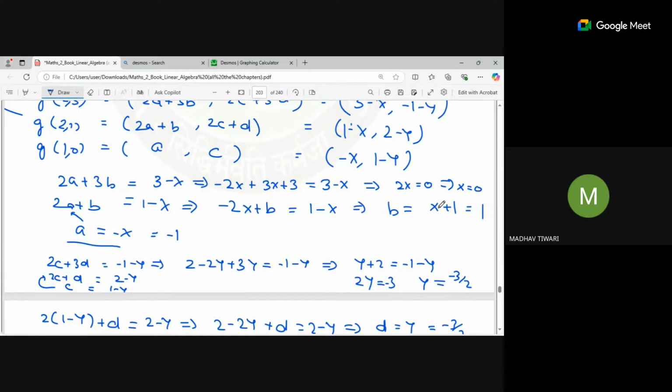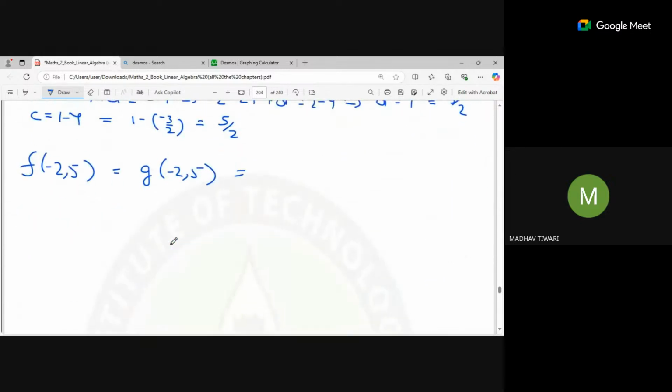Wait a minute. It should be that a is 0. If x is 0, then minus x is also 0, right? That's the problem. Okay, so a is 0, which means a times this -2 plus b times this. The b value is 1, so 1 times 5. This is my first component.